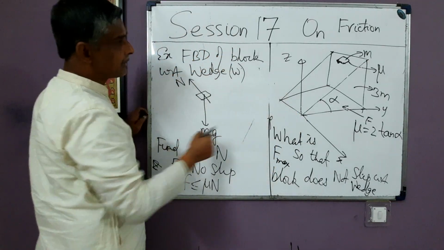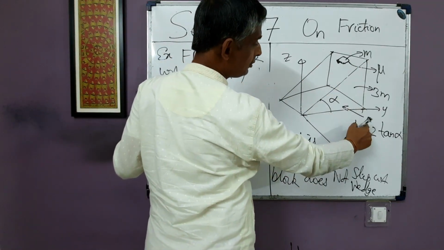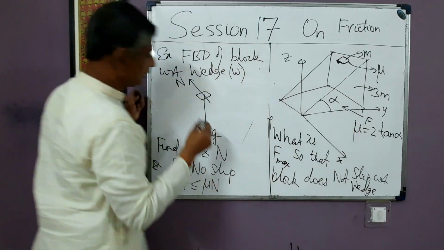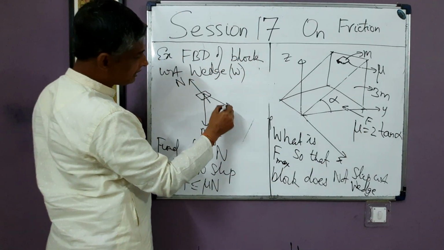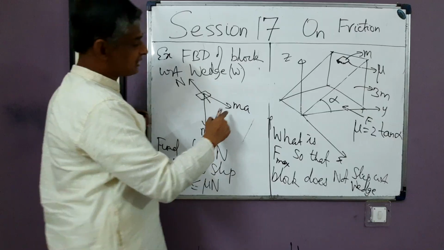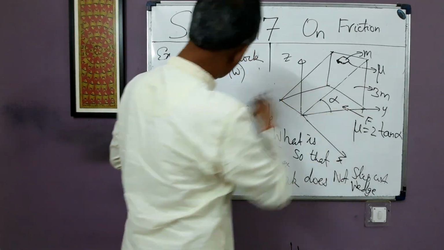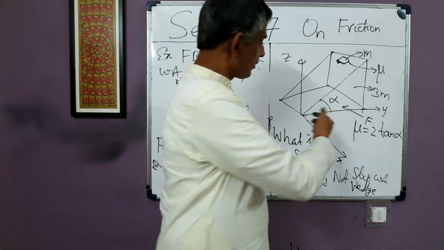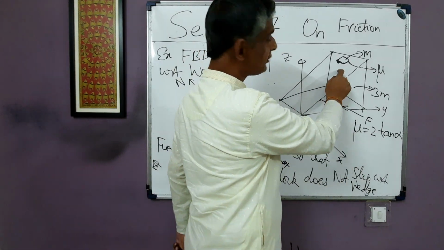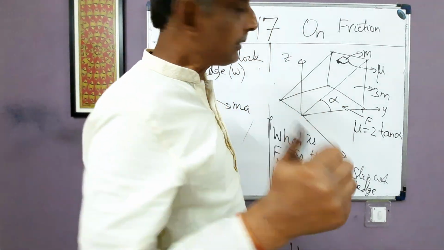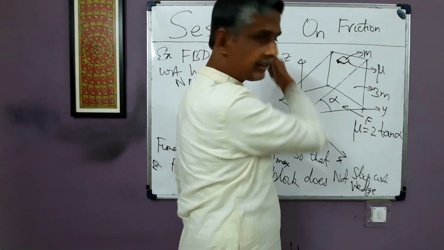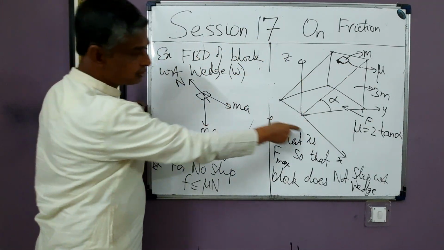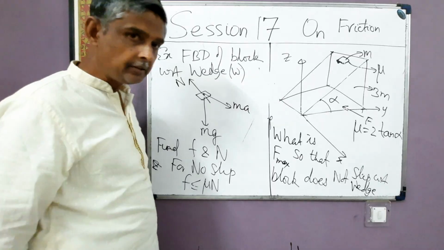So the pseudo force will act on the block in the direction opposite to vector a, that is, in the direction opposite to F. So the pseudo force ma will act here. This pseudo force will be opposite to the direction of acceleration of the wedge with respect to the ground. With respect to the ground, the wedge is accelerating along the negative x direction. So the pseudo force on the block as seen from the wedge will be ma in the positive x direction. Okay, fine.